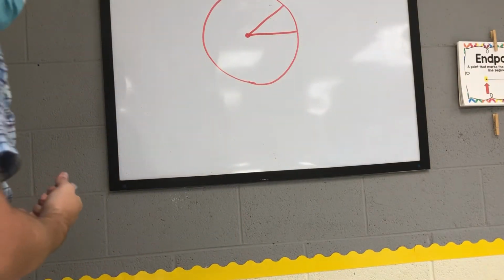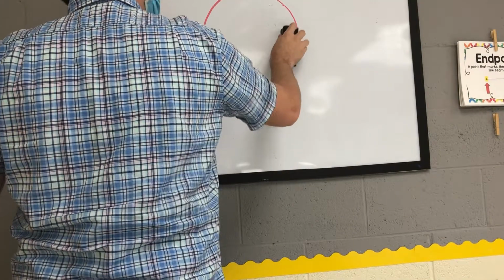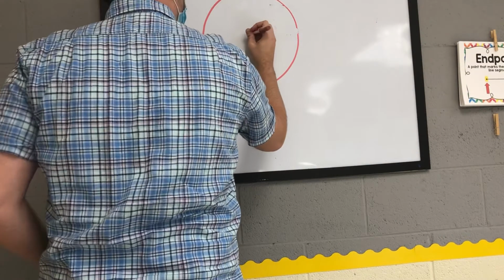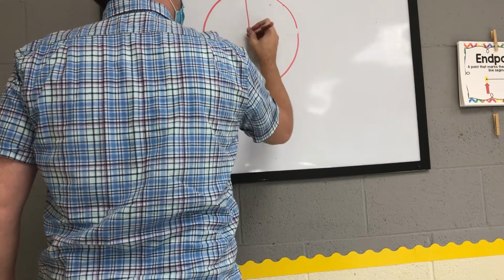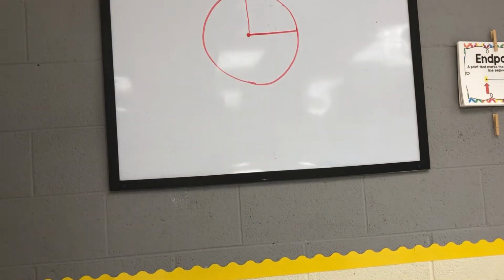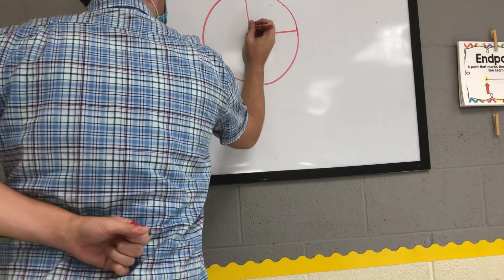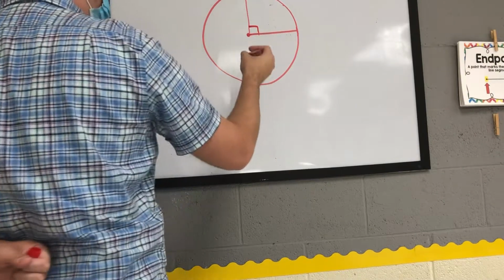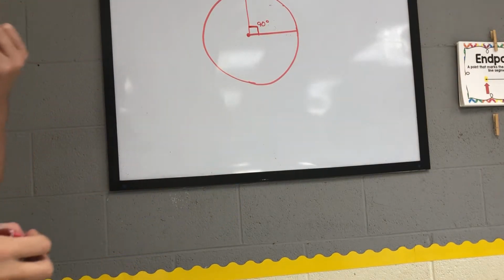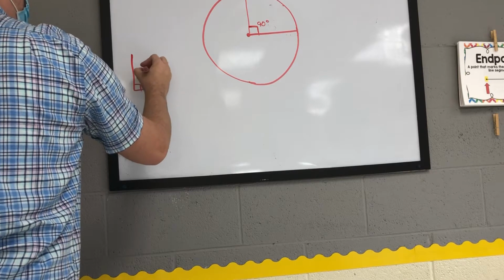Now, let's talk about a right angle, okay? This is a right angle. We learned about that yesterday, and it should be in your journal of definitions. A right angle is 90 degrees, okay? That's 90 degrees, that angle is. This angle here is a right angle, and it's 90 degrees.